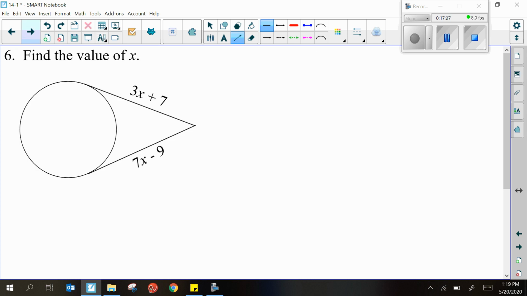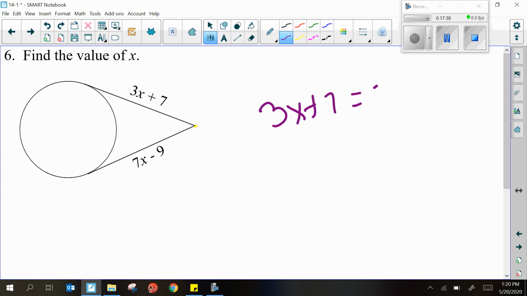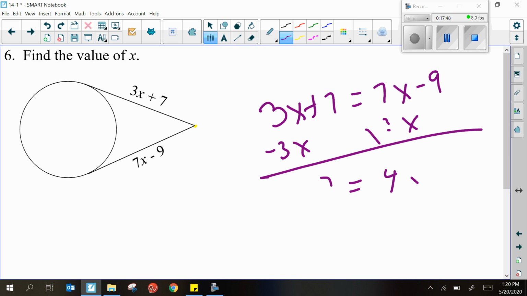All right, to the algebra. Find the value of x. Well, what do you know? You have 2 tangents with a common point. That means that 3x plus 7 must equal 7x minus 9. So go ahead and do the computation. Subtract 3x. 7 equals 4x minus 9. Add 9 to both sides, so 16 equals 4x. Divide by 4, and x is 4.